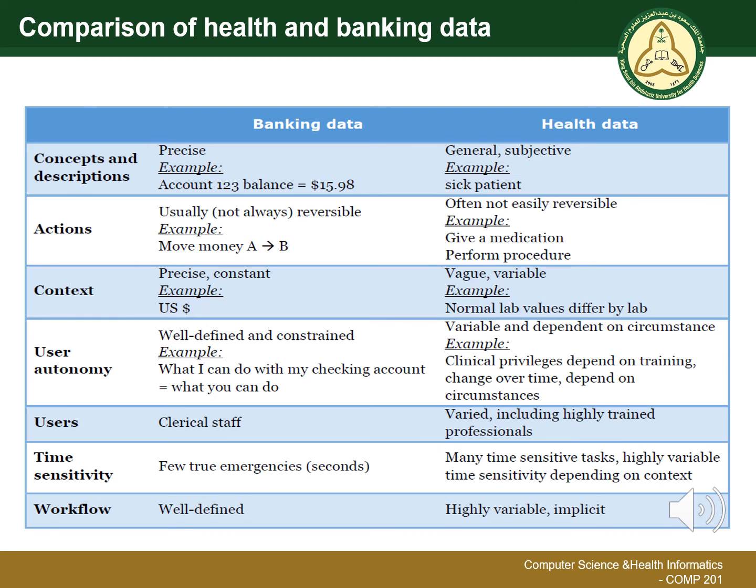بالنسبة للuser autonomy بالنسبة للbanking data user autonomy is well defined and constrained. For example what you can do with a checking account is exactly what you can do. بس بالنسبة للhealth data it's variable وتعتمد على circumstances. So for example a clinical privilege depends on training, changes over time, depends on circumstances. Users بالbanking data are clerical staff. بالنسبة للhealth data اليوزرز varied. اليوزرز متنوعين including highly trained professionals.